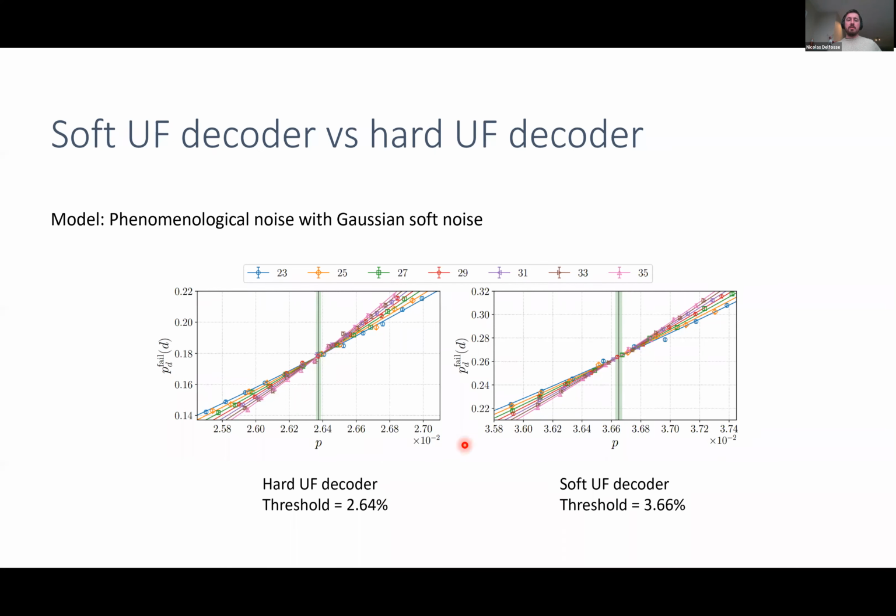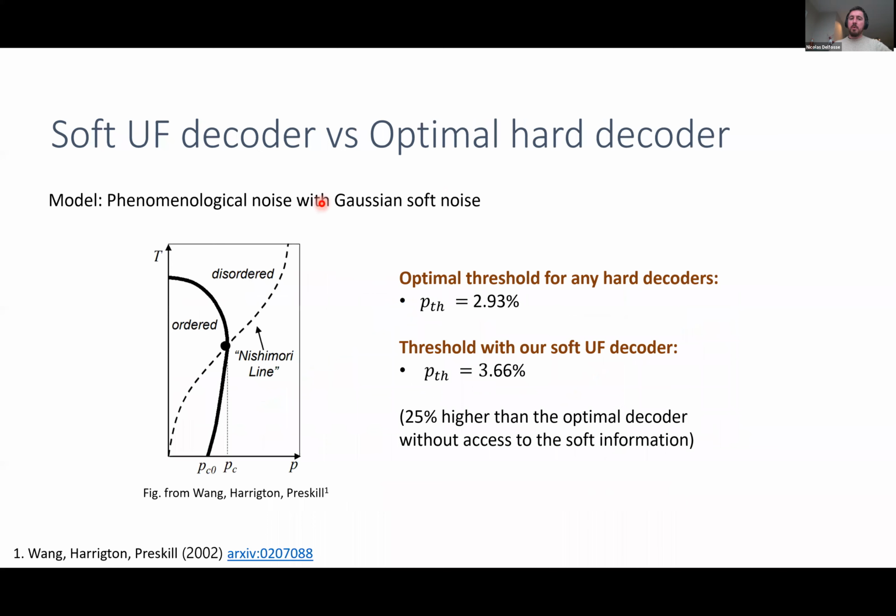Okay. So now here we compared two decoders, the same decoder for hard and soft information. But we can do even better. We can compare the soft union find decoder with the best possible hard decoder. And the threshold for this best hard decoder is known. It has been estimated by a statistical physics argument. It's close to 2.9%. So we are 25% higher than the best possible hard decoder, which is very encouraging.